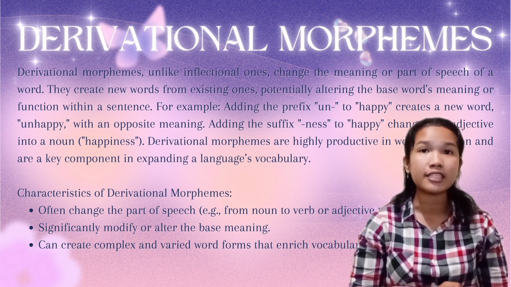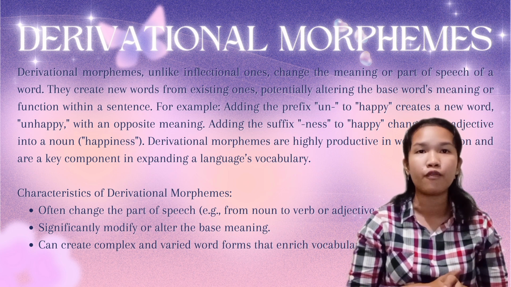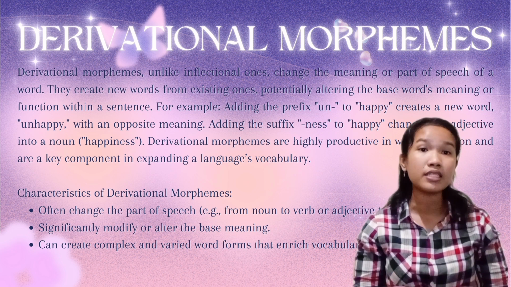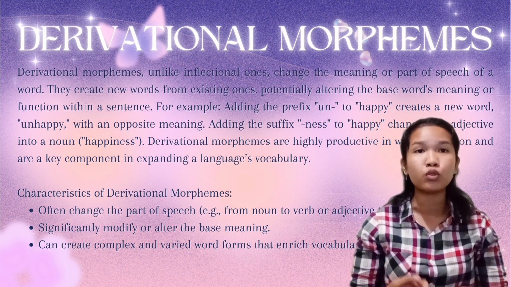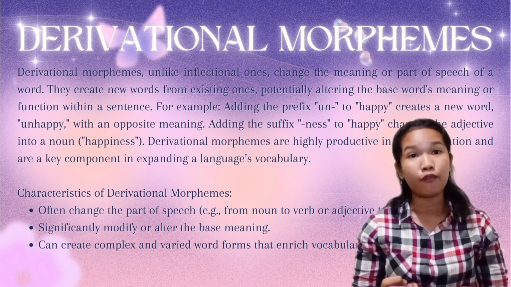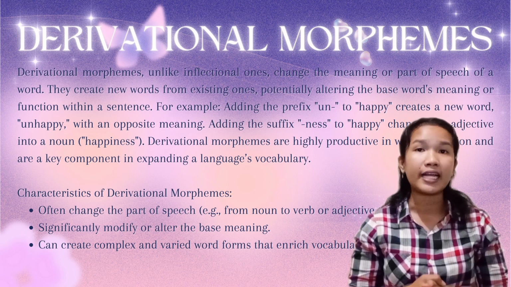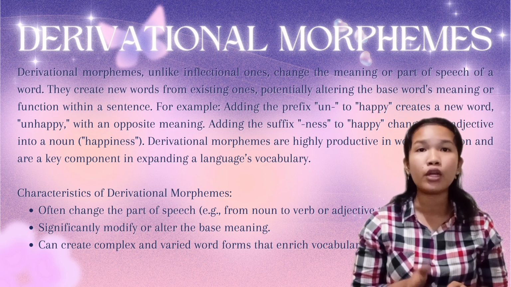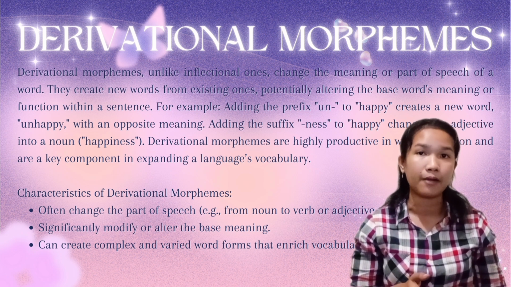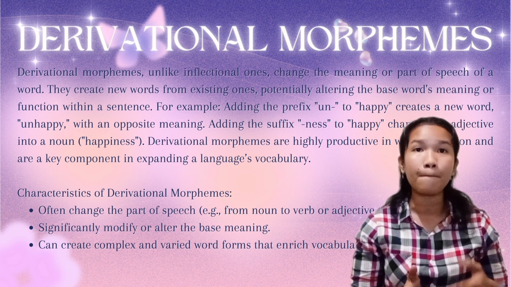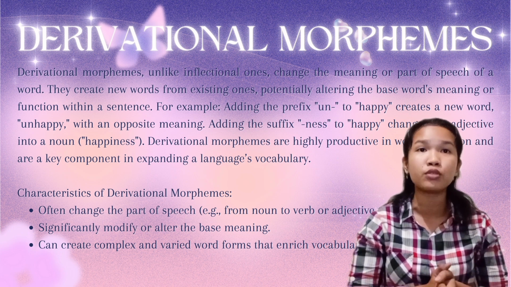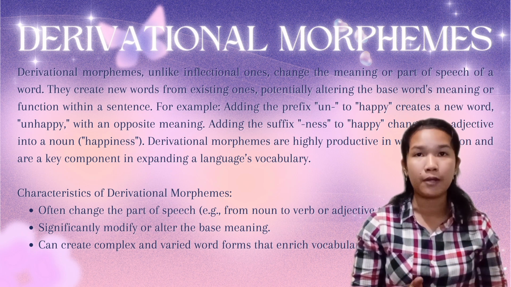Now I will explain the characteristics of derivational morphemes. For the first, they often change the part of speech, for example, from noun to verb or from adjective to noun. For the second, they significantly modify or alter the base meaning. And for the third one, they can create complex and varied word forms that enrich vocabulary.